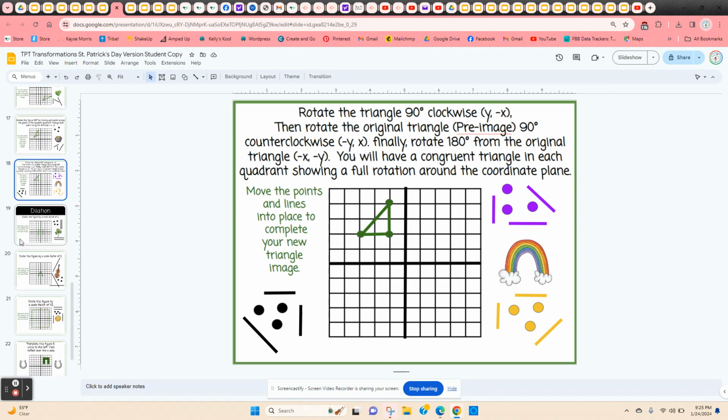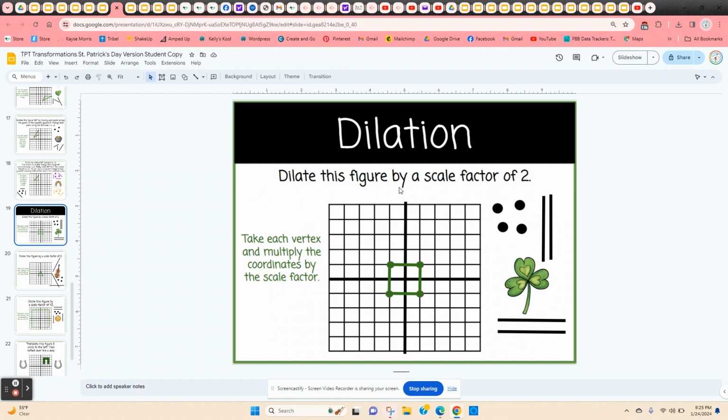They're going to move into dilation. So dilation, the first one, they're going to dilate this figure by a scale factor of 2. So they're going to take the coordinates of each point and multiply those coordinates by the scale factor of 2. And they'll get their new points. They just click and hold, place their new points, and then complete the square.